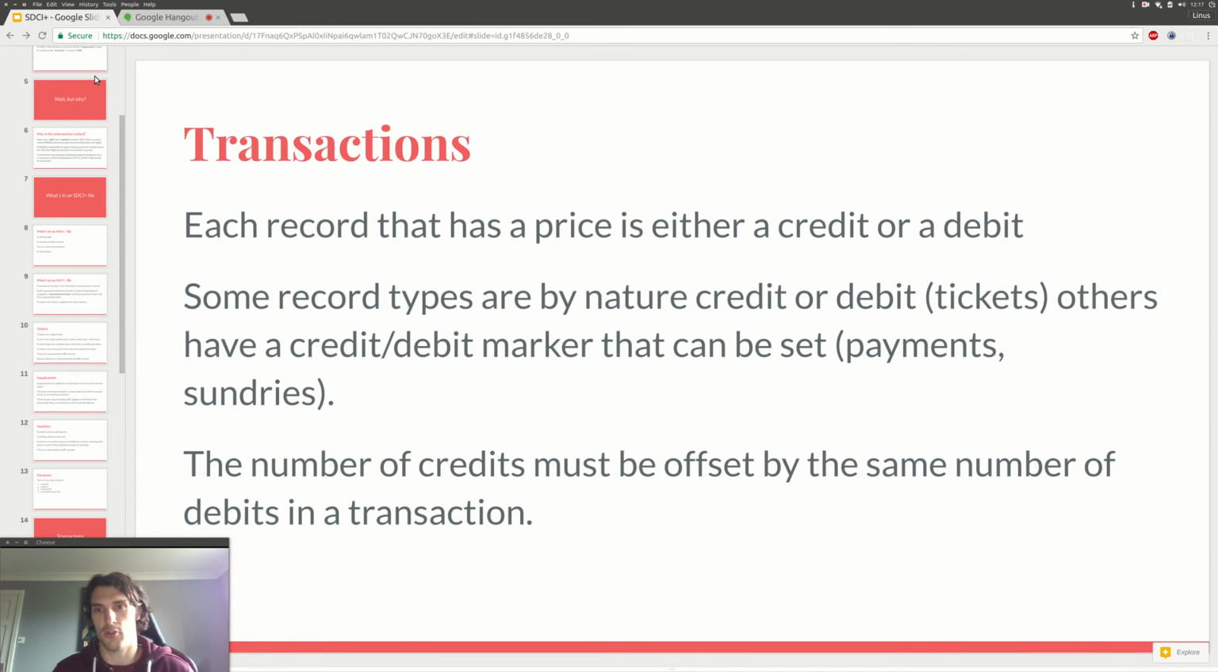So payments and sundries. If you have a payment, you might be taking money or you might be giving a refund. So there's a credit debit marker, and the same thing with sundries. You might be sort of giving or taking, essentially. And what that means is that the number of credits we give must be the same as the number of debits that we take.